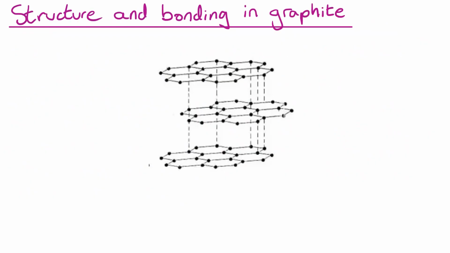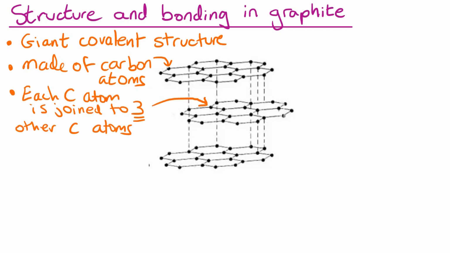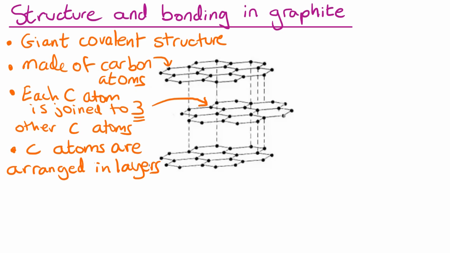We can see there's some similarities and differences with graphite. First of all, it's still a giant covalent structure. It's giant because there's lots and lots of atoms joined together. Covalent, we can see those sticks between the atoms, those covalent bonds. Still made of carbon atoms, exactly like in diamond, except they're rearranged differently, as we can see from the diagram. This time, each carbon atom is joined to 3 other carbon atoms. And the carbon atoms are arranged in definite layers.